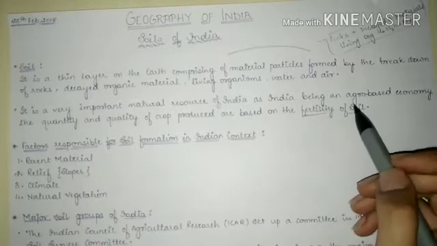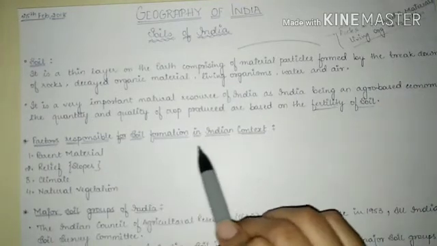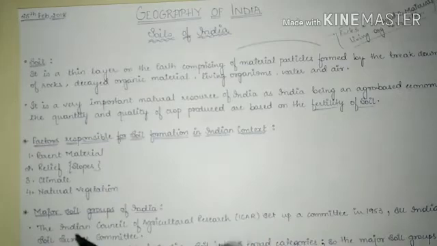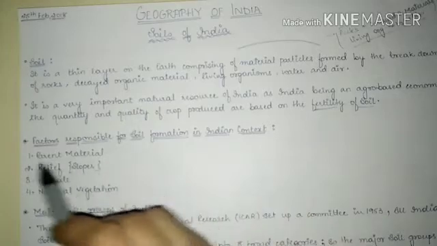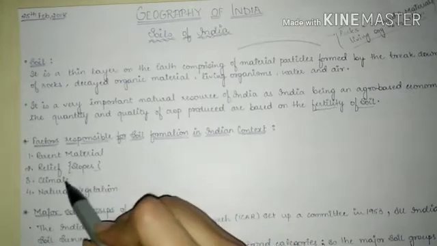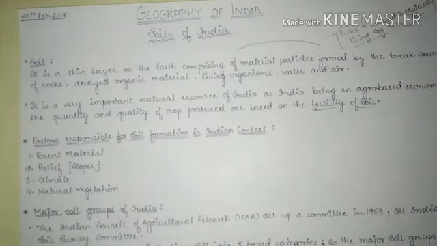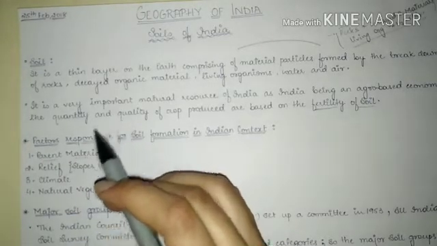the fertility of soil. Now, what are the factors responsible for the formation of soil in the Indian context? We have already done the factors responsible for soil formation. Let us revise that. The first one is parent material. The material for soil formation is mainly derived from rock, and this rock is termed parent material. The parent material determines the coloration of soil, the mineral composition and the texture of soil. So these three things are dependent on parent material.